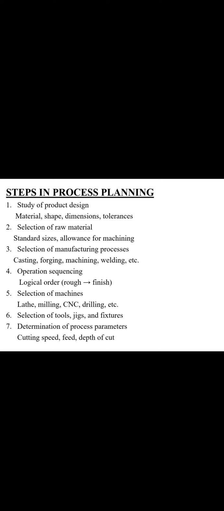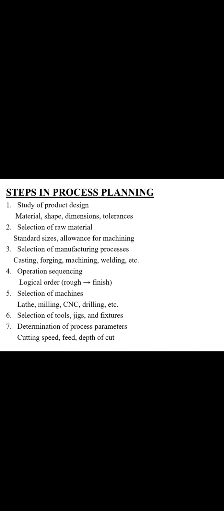Coming to the next section, steps in process planning. There are several steps in process planning. The first one is study of product design. That is material, shape, dimensions and tolerances. The second step is selection of raw material. That means the raw materials, standard sizes, allowance for machining, etc. The third step is selection of manufacturing processes. It includes casting, forging, machining, welding, etc.